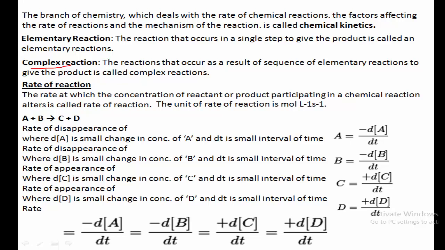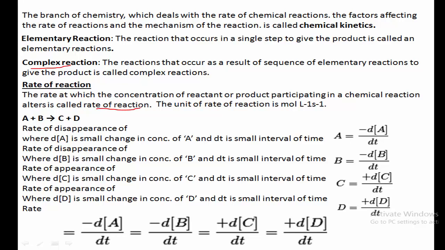Now, how to express whether the reaction is fast or slow? That is known as rate of reaction. So what does this rate of reaction mean? It is nothing but speed of reaction. Okay, so what it says: the rate at which the concentration of reactant or product participating in a chemical reaction alters is called rate of reaction.